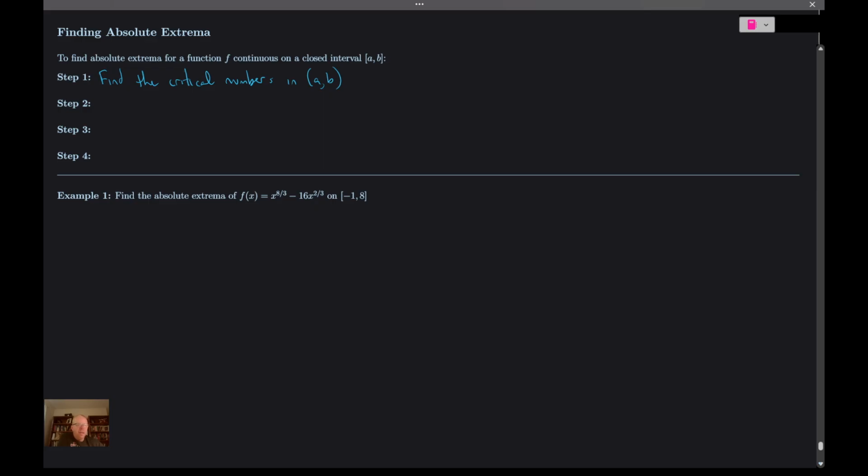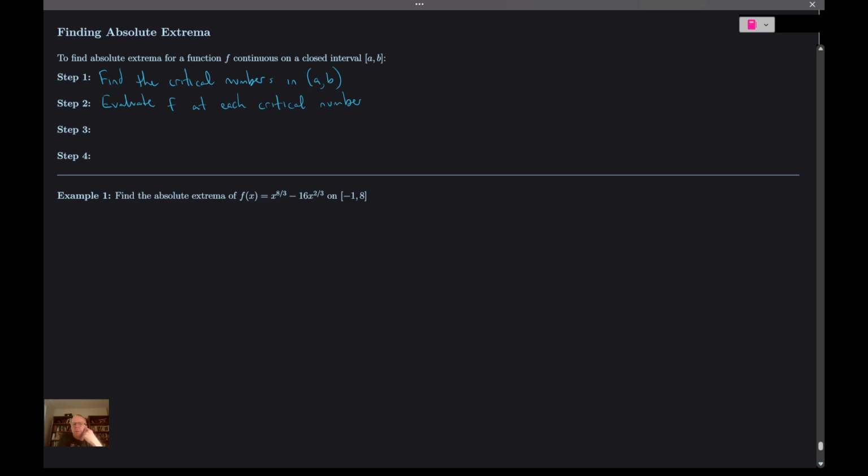Then evaluate f at each critical number. Now this is the part where you might need to think about what we're talking about. We're talking about the absolute extrema, the absolute maximum, or the absolute minimum of the function.